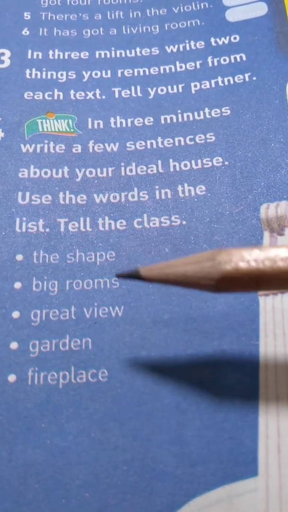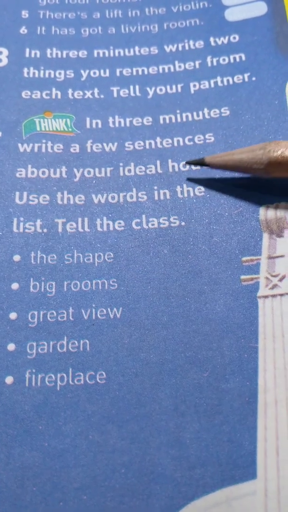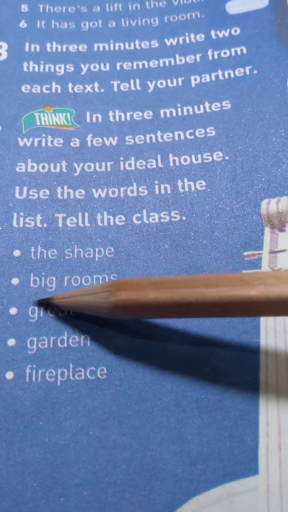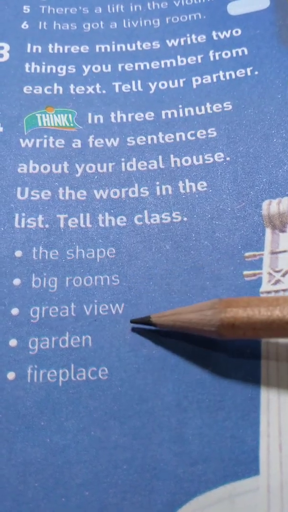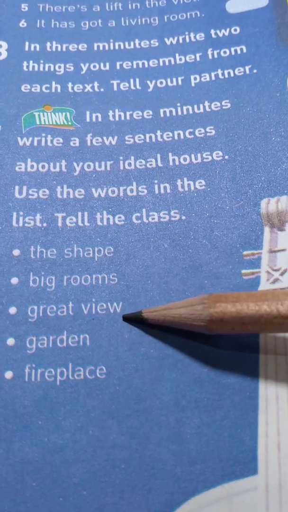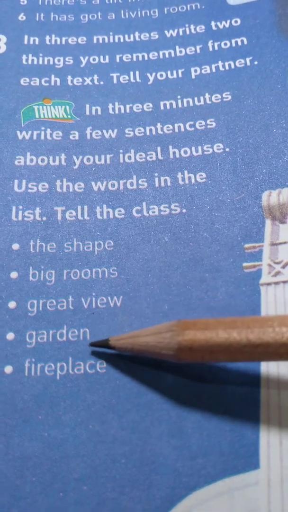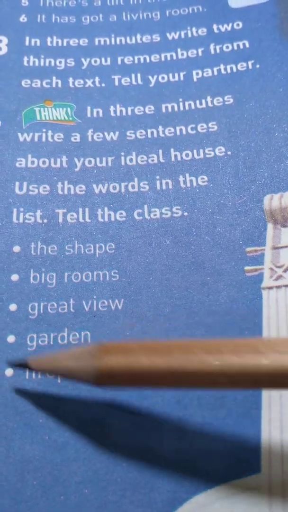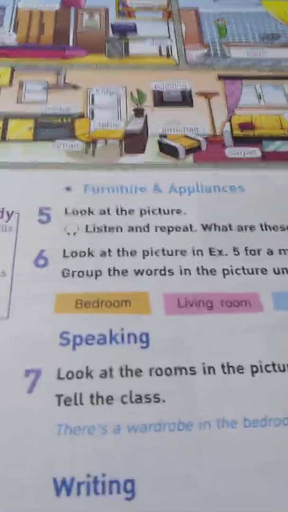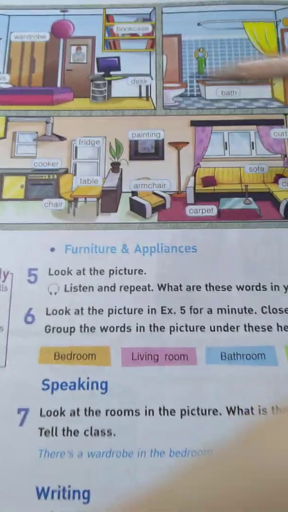All right, so the shape, you're going to talk about your dream house, your ideal house. What would the shape of your dream house be like? Talk about the big rooms in your house. Talk about the great view. And we always like to have a great view, right? What do you like to see from your house? The garden. What does the garden look like? And tell us about the fireplace. Wow, it's so hot here. I don't think we will talk about the fireplace, but maybe it's romantic to sit by the fire. But we don't have many days where it's cool enough to sit by the fire, do we?